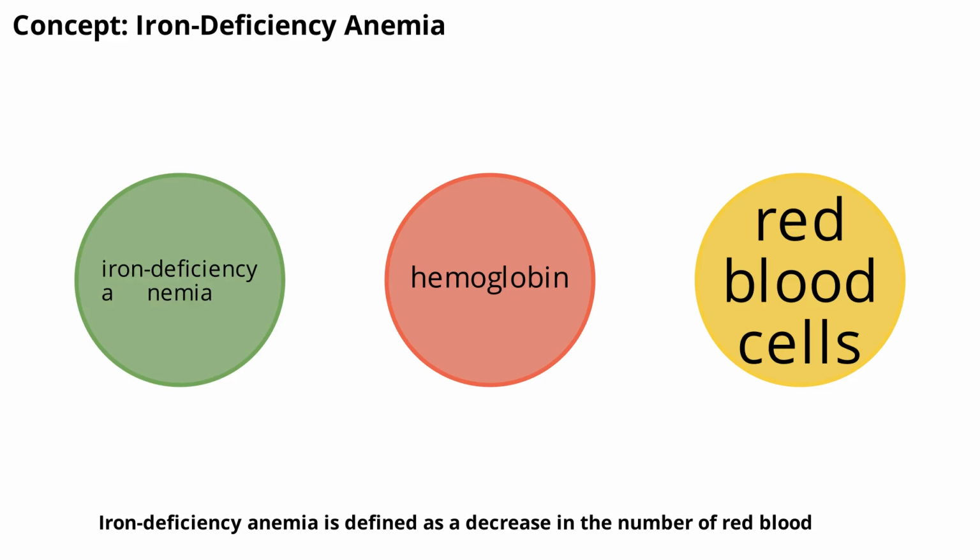Iron deficiency anemia is defined as a decrease in the number of red blood cells or the amount of hemoglobin in the blood due to insufficient iron. It is the most common nutritional deficiency worldwide and can result from inadequate dietary intake, increased requirements, chronic blood loss, or malabsorption. Early detection and treatment are essential to prevent complications and restore normal health.